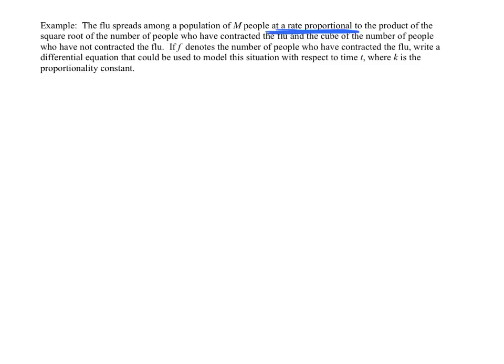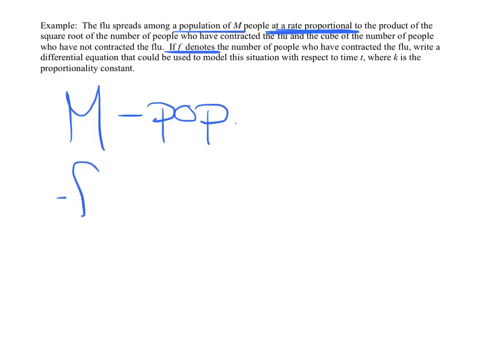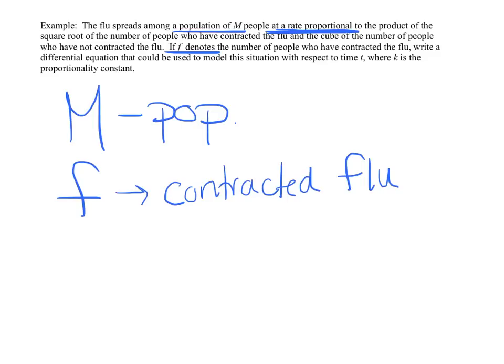Let's just break it down. M represented our population. Okay, we had a population of m people. F denotes the number of people who have contracted the flu. Write a differential equation. So again, we're getting a differential equation, so an equation with a derivative, that could be used to model the situation with respect to time, where K is the constant of proportionality.